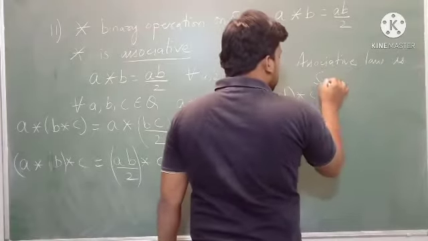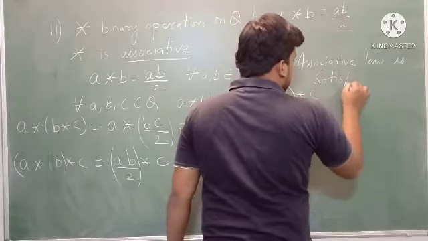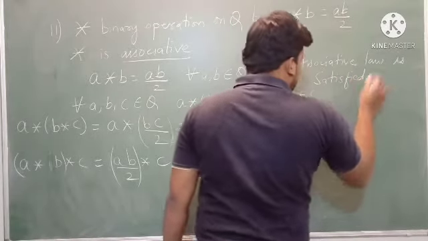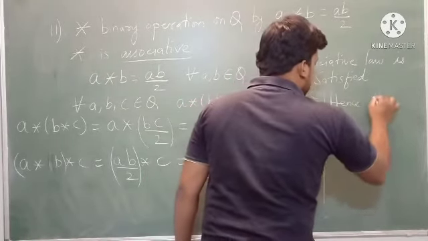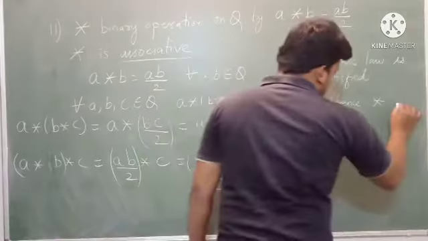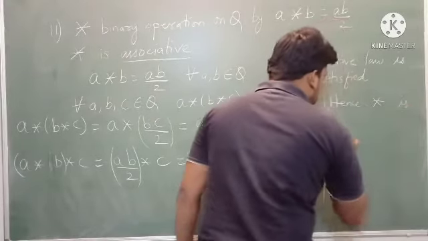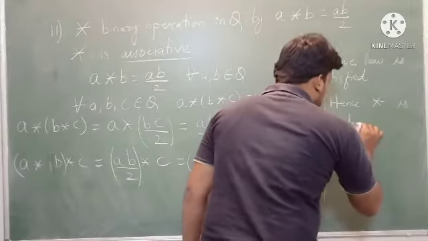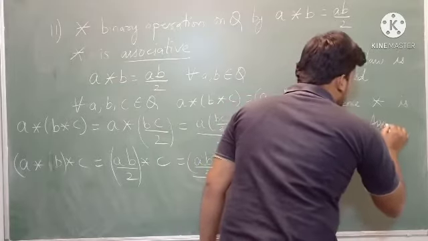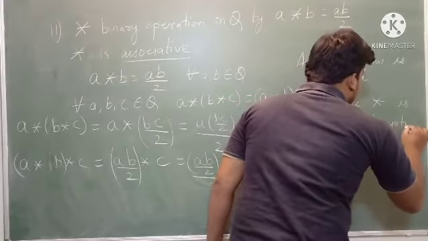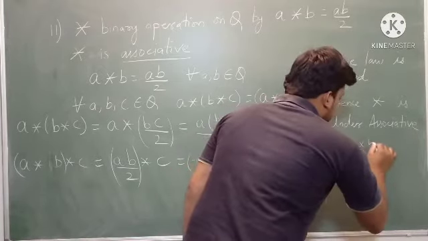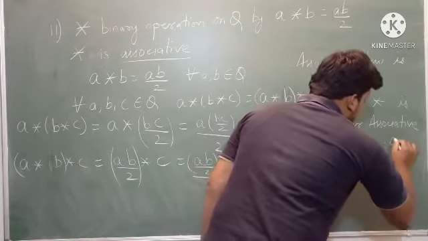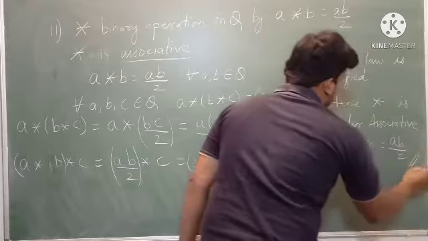Associative law is satisfied. Hence binary operation star is associative under for A star B is equal to AB by 2.